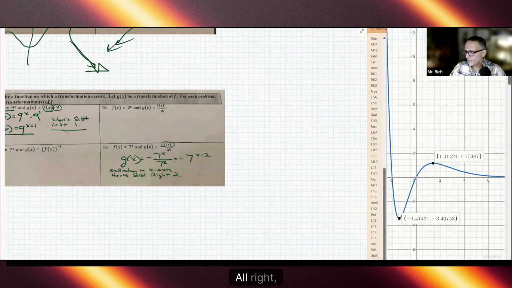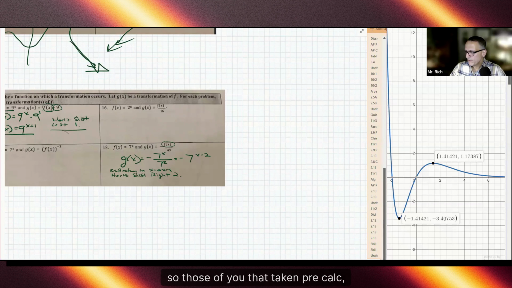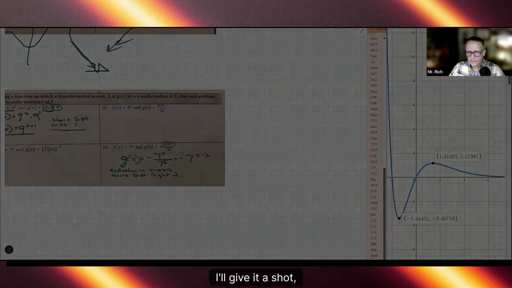Okie doke. All right, Taylor, we're going to do a little bit of calculus. So those of you that are taking pre-calc, maybe you'll learn something here. This is going to be something you could see in calc next year when you take AP Calc AB. I don't know about this one, Taylor. This one kind of has me worried. I'll give it a shot though.